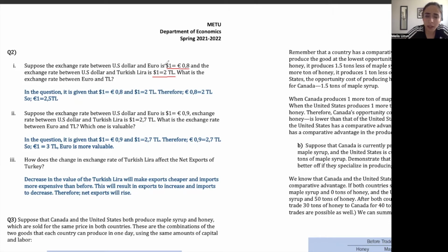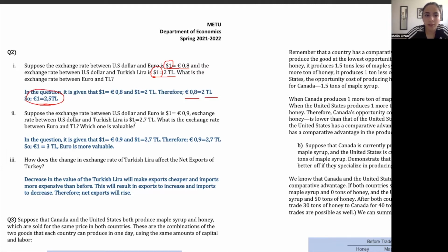So we can write, both of them are equal to the same thing. So we can say that 0.8 euros is equal to 2 TL, because they both are equal to $1. So if 0.8 euros is equal to 2 TL, 1 euro is equal to 2.5 TL. It is a simple mathematical calculation. So we found the exchange rate between euro and TL.